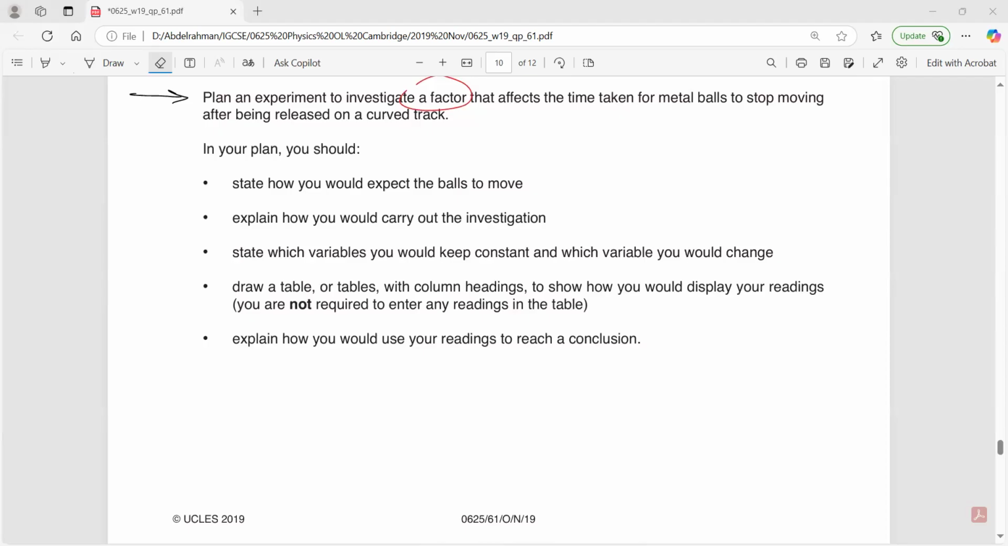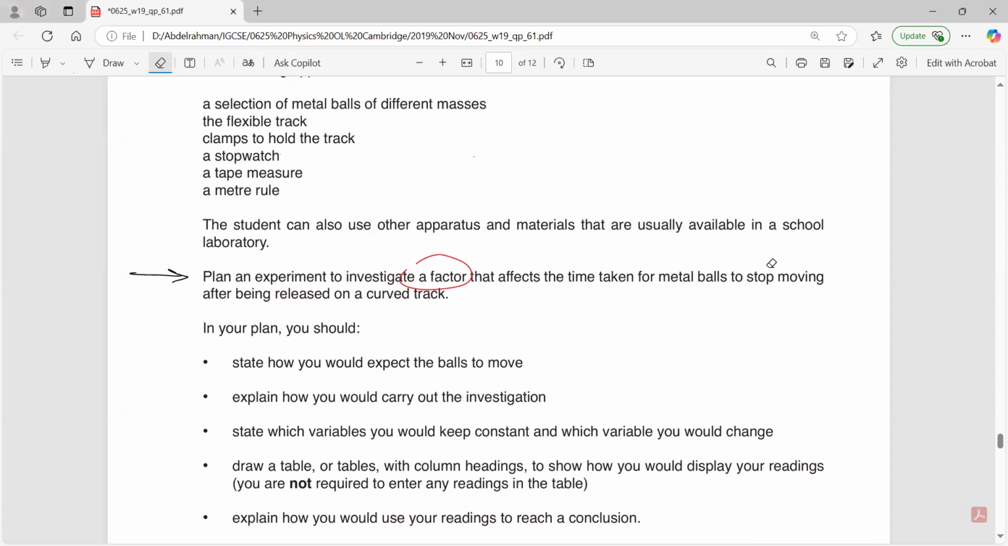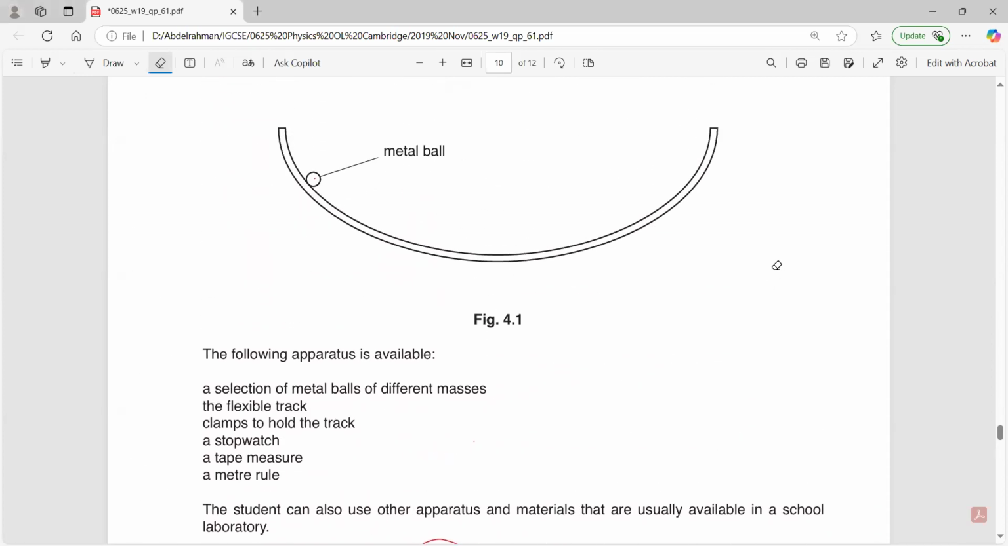What is one other factor that might affect the time taken? Someone is saying the mass of the ball. Yes, that is correct. The weight, yes, definitely. Both of them are correct. Mass or the weight. Okay, mass of the ball, the weight of the ball. What else can someone say? For example, I will use the mass of the ball.